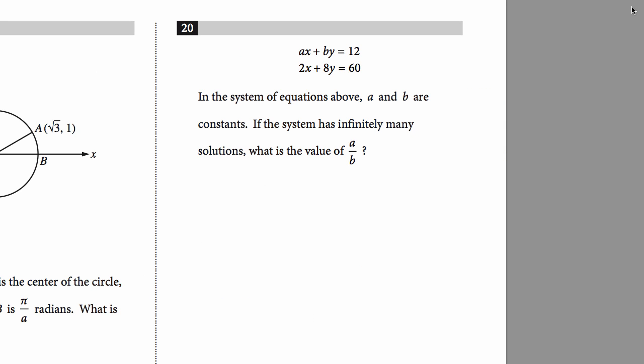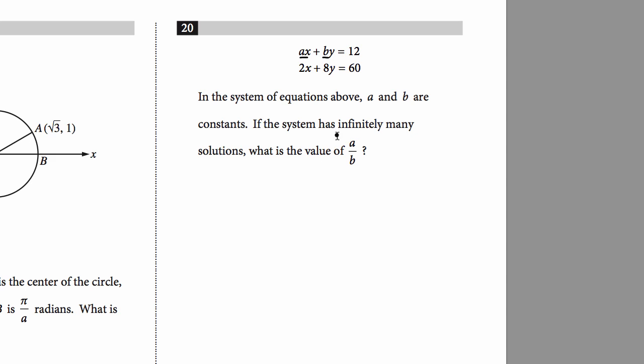All right, so number 20 looks kind of tough, but it's actually, there's a nice explanation to this. In the system of equations above, A and B are constants. If the system has infinitely many solutions, what is the value of A over B? And you can see A and B are the coefficients in this top equation.